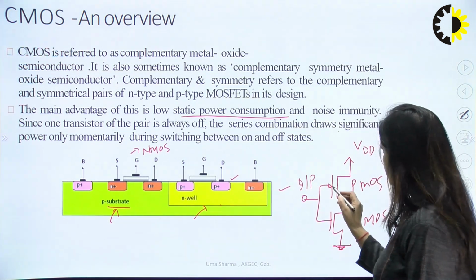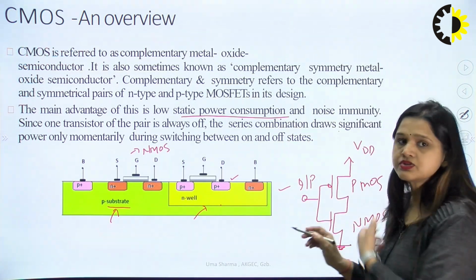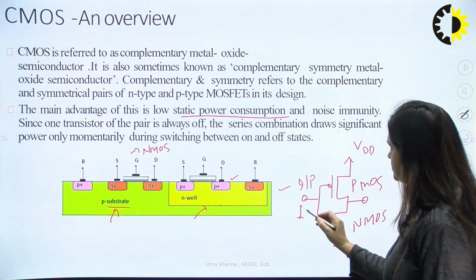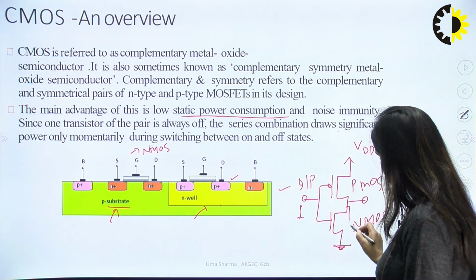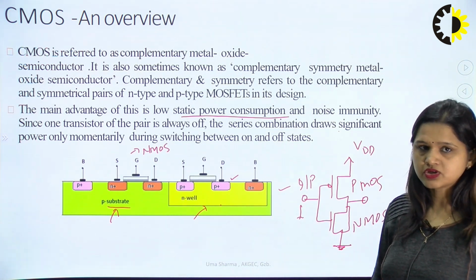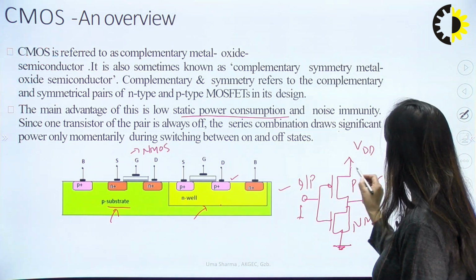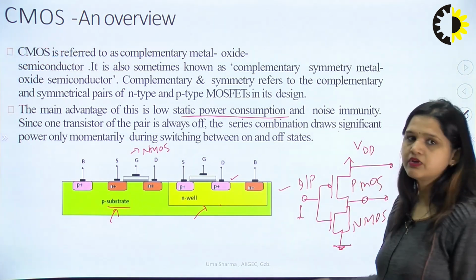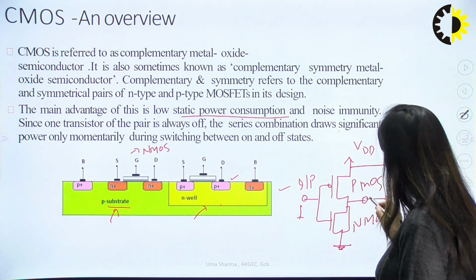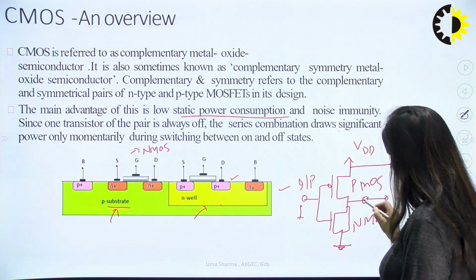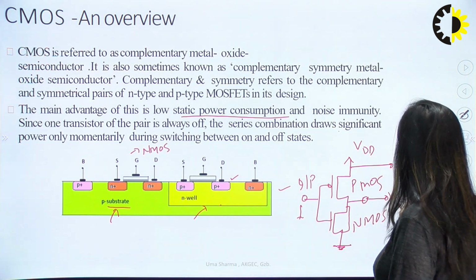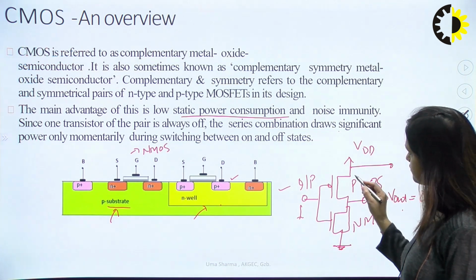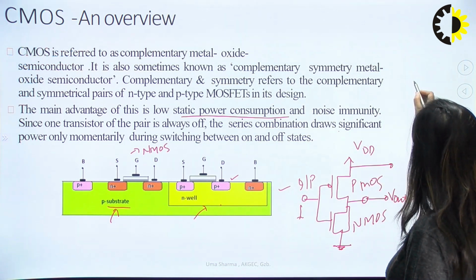When input is applied at the gate of these PMOS and NMOS, and the input is high, then this NMOS will be on, and that can be replaced by a short circuit, whereas this PMOS can be replaced by an open circuit, because for high logic PMOS will be off. So in that case the output is due to this NMOS transistor, and this V output equals 0. But you can observe this fact, there is no direct connection between VDD and ground.